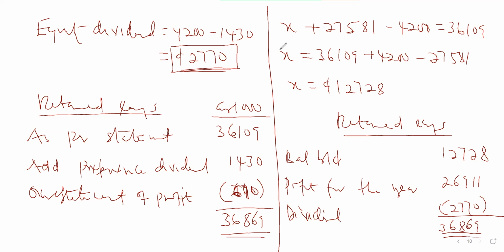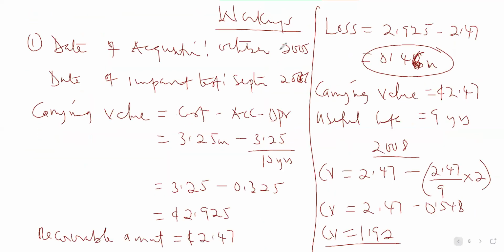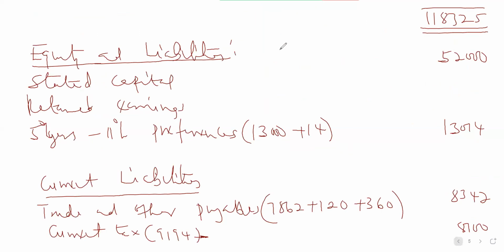Yes, sir. Okay. So let's now count to the retained earnings. It will be 36,869, isn't it? Okay. Let's put them together: 52,000 plus 36,869 plus 13,104 plus 8,342 plus 8,100. I'm getting 118,325.